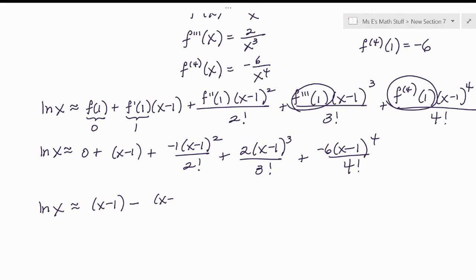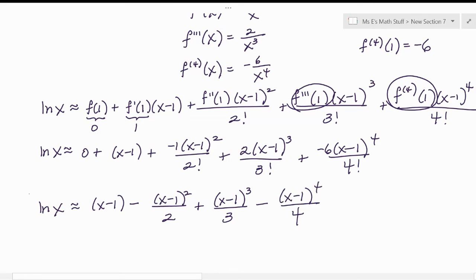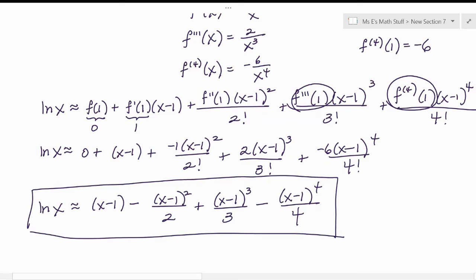I think I'll write it like, yeah. Notice the 2 and 3 factorial would cancel and you'd just be left with the 3 in the denominator. Same thing with the 6 and the 4 factorial. They would cancel and you'd just be left with a 4 in the denominator. There we go, my friends. And that would be the 4th degree Taylor polynomial expansion for natural log of x, centered at x equaling 1.